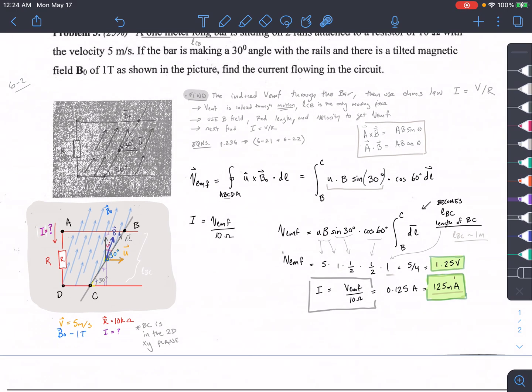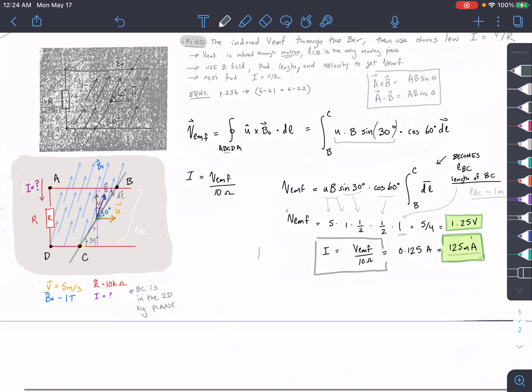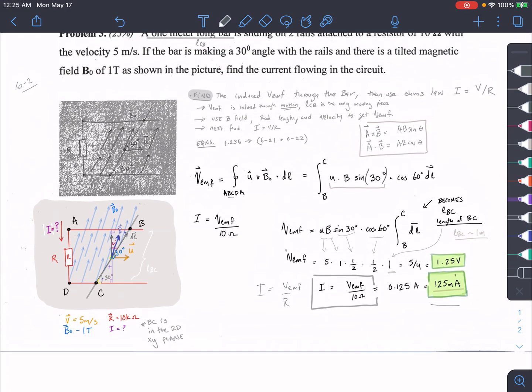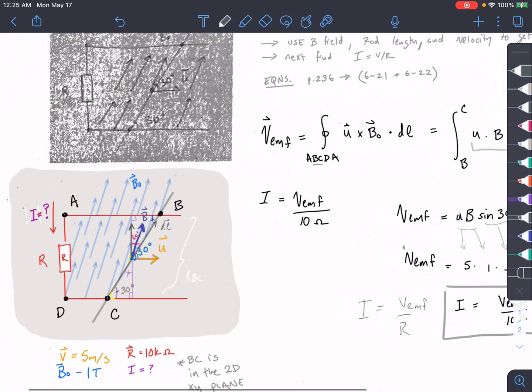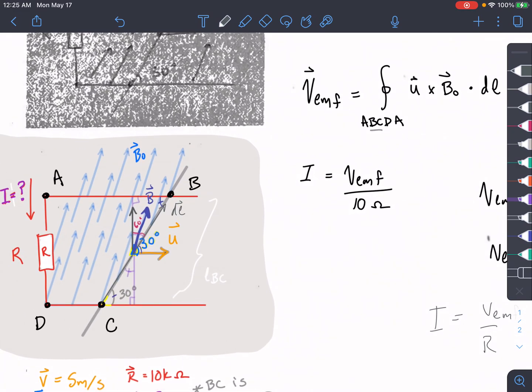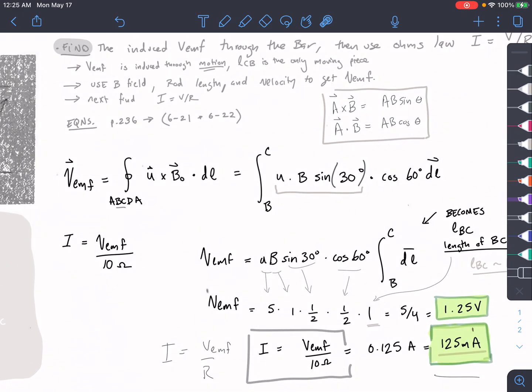Okay, it also asks us to find the current. Once we find our VEMF, we can just use KCL. So basically, I is equal to V over R, and that's going to give us our total current. So hopefully that makes sense. That's just an overview of how to deal with those angles. It helps to look at the figure and recognize the geometry. These rules for cross products and dot products may help you save some time with this particular expression for VEMF, if you do have angles there.